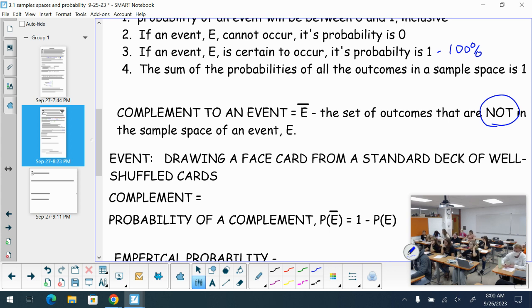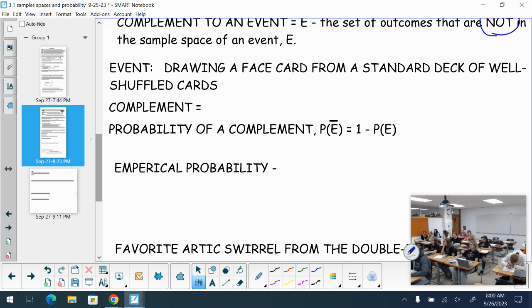So if we have some event, the event is drawing a face card from a standard deck of well-shuffled cards. What would be the complement to that? If the event is drawing a face card, the complement would be what? Not drawing a face card. Once again, we can just throw the word not in there.